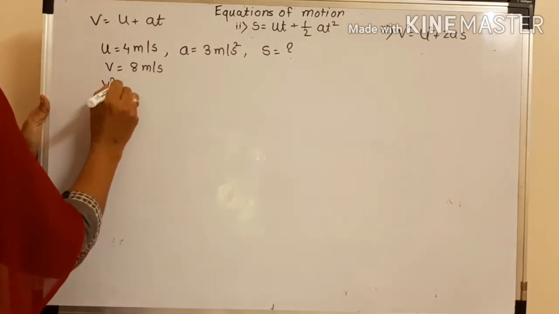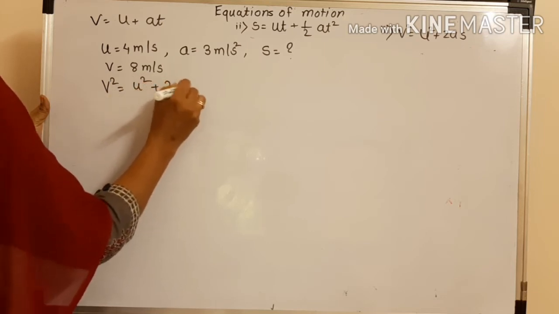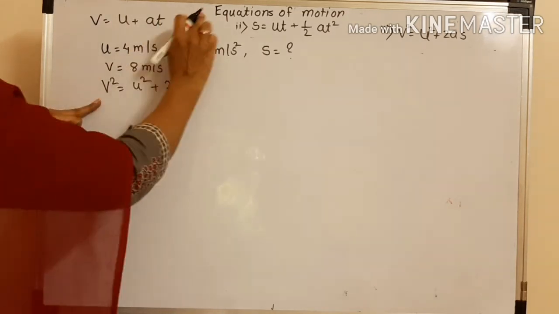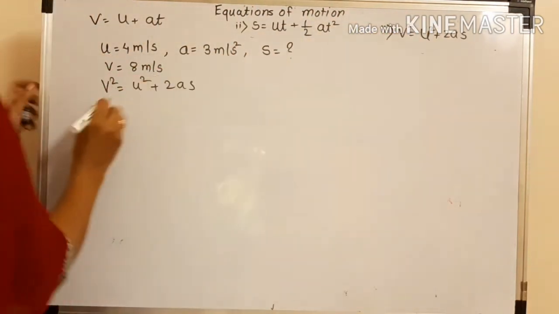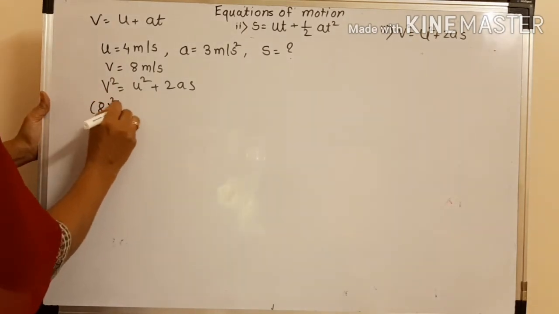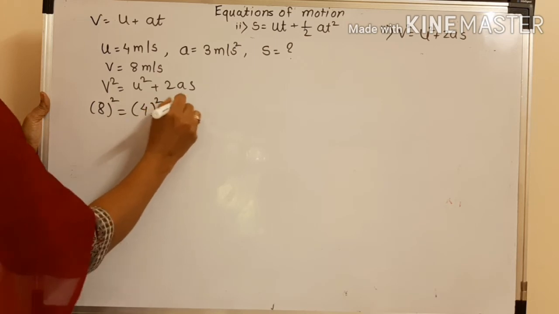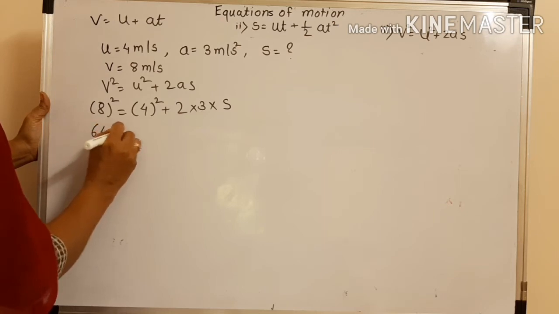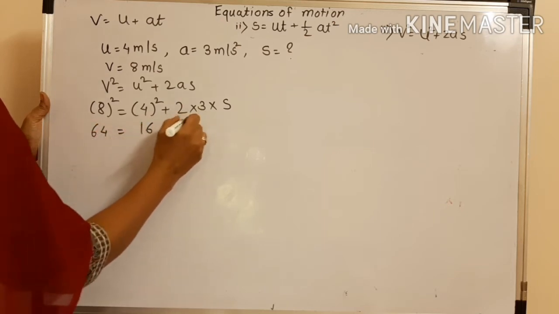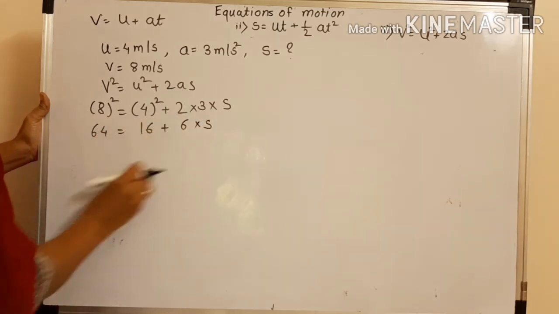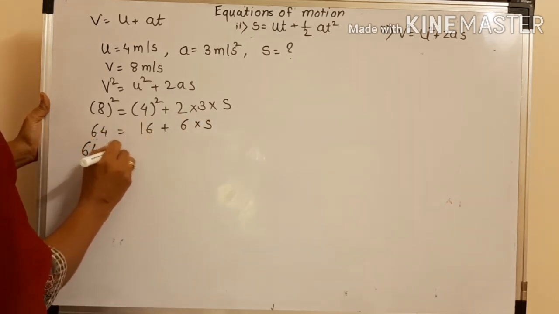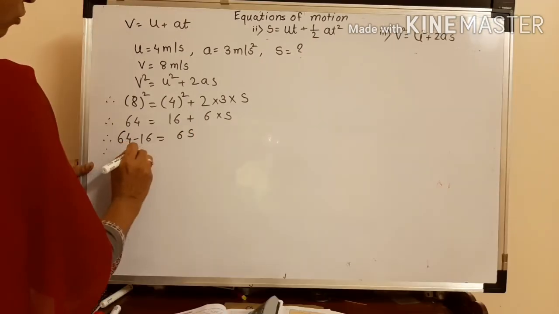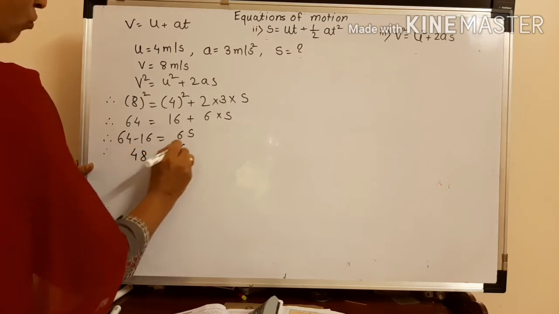Now write the formula. V square is equal to u square plus twice as. S you have to find. Use the third equation of motion. Just substitute the values. 8 square is equal to 4 square plus 2 into 3 into s. 8 8s are 64 is equal to 16 plus 6 into s. Take this 16 to the left hand side. So 64 minus 16 is equal to 6s, which is 48 is equal to 6s.